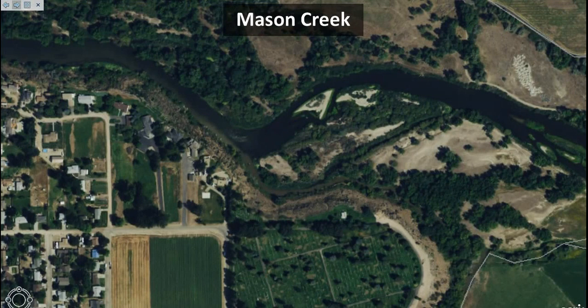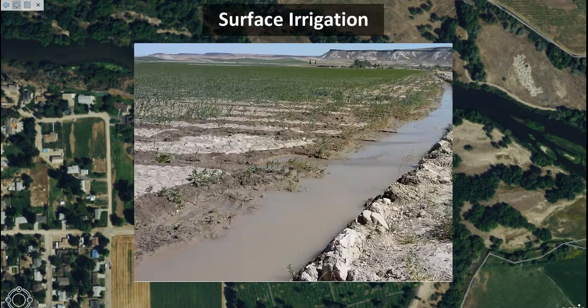Here we have an example of Mason Creek, which is a tributary of the Lower Boise. The Lower Boise is flowing in this direction, from the right side of the screen to the left side. Right here you'll see this rather brown-looking tributary flowing into the Lower Boise, and you have this nice sediment plume coming into the river. When you look at a reach like this or the watershed, you see some pretty substantial non-point source impacts that come in large part from the agricultural practices within the basin.